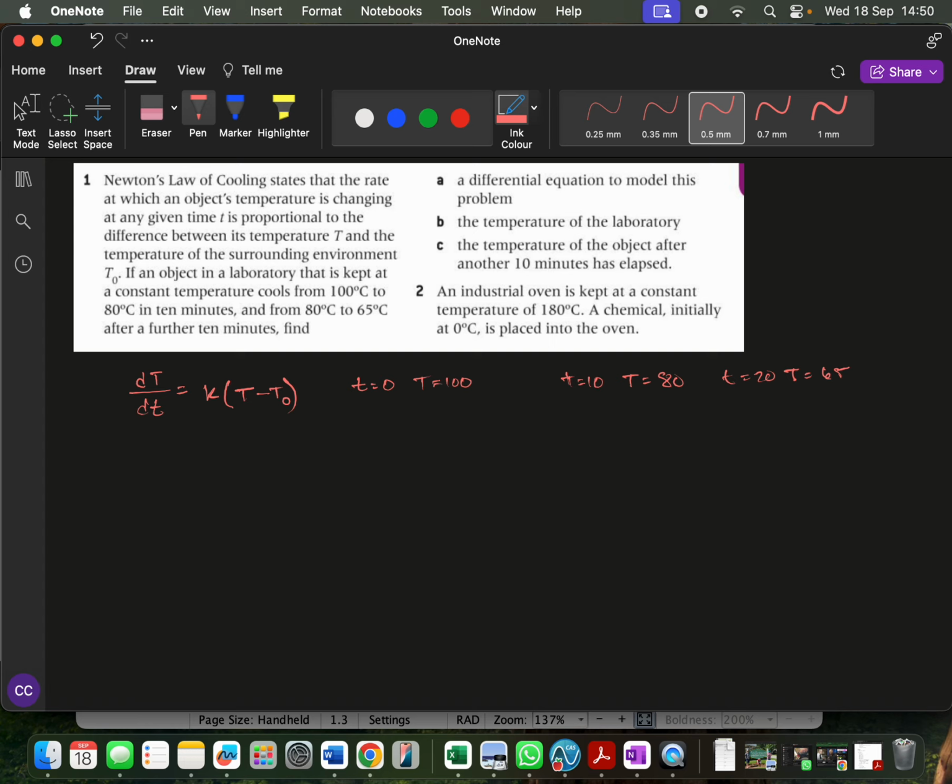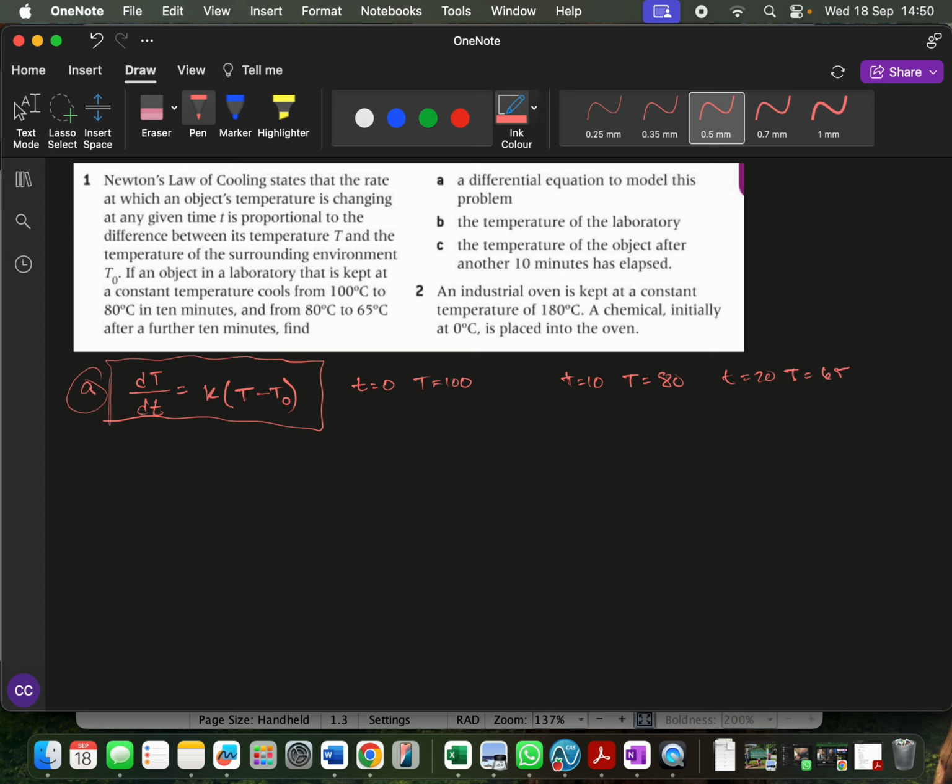So we need to find a differential equation to model this problem. Well, that's part A right there. So A is done. Now, notice that the k value is probably going to be negative because we would assume that the temperature would decrease. So that k is probably going to end up being a negative number, but we can just leave it as k for now.